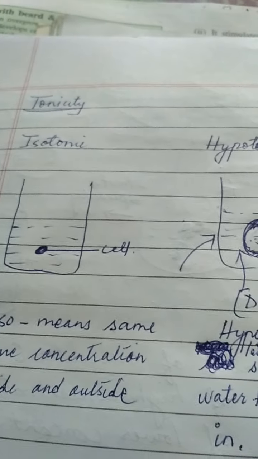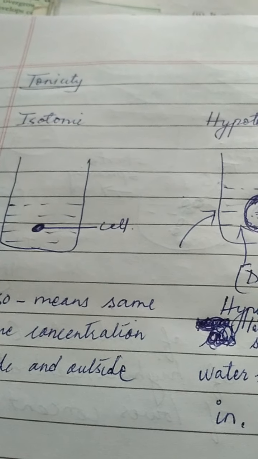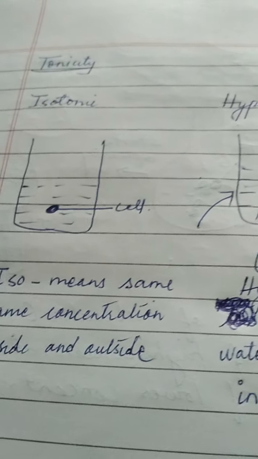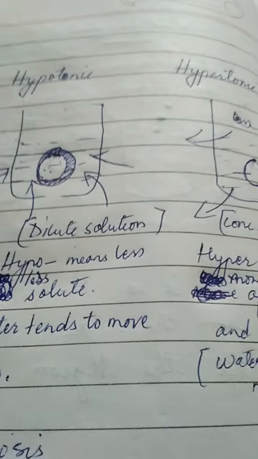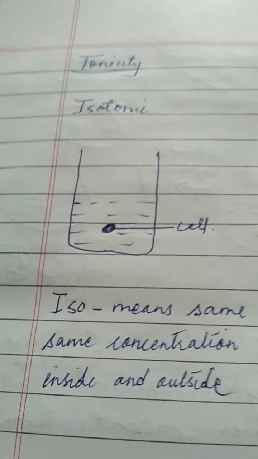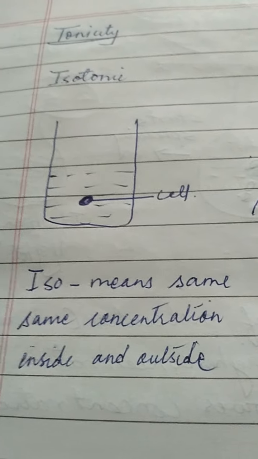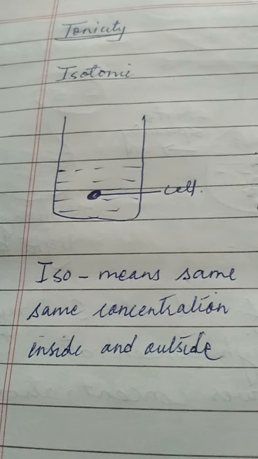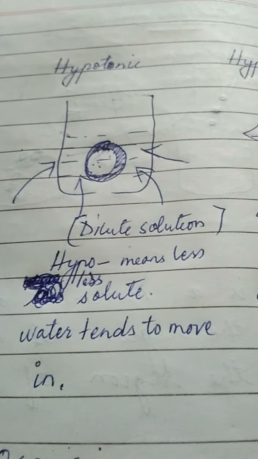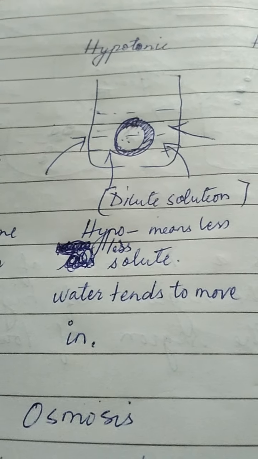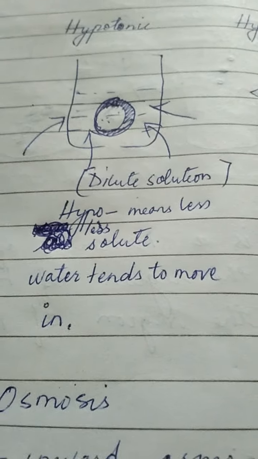Next, we need to know a little bit of tonicity. This comes under osmosis. There are three types: isotonic, hypotonic, and hypertonic. Now let us understand isotonic. Iso means same, meaning same concentration inside as well as outside. So isotonic means neutral. Next, hypotonic means dilute solution. Hypo means less. Less solute, so water tends to move in.